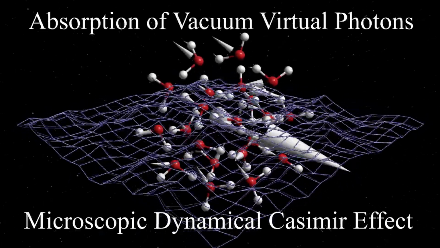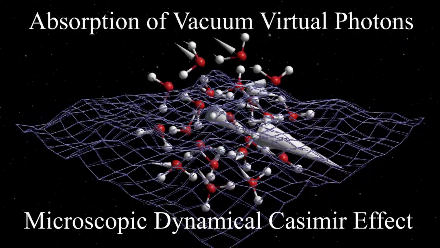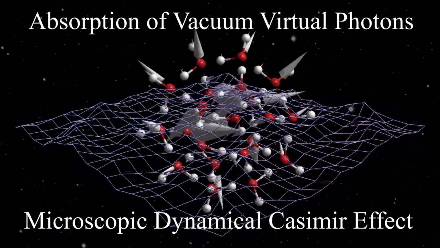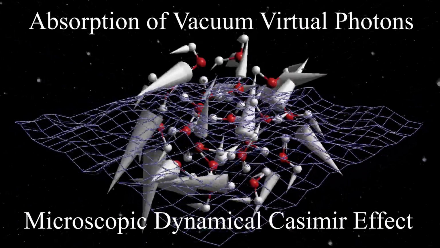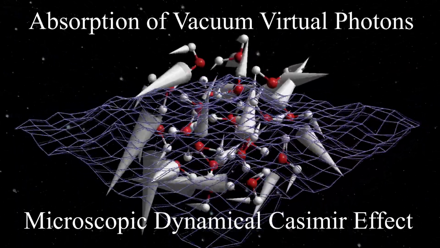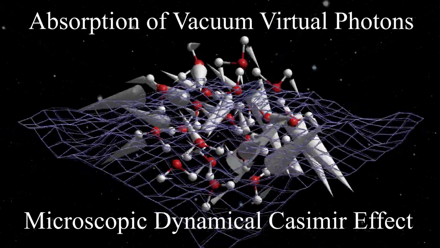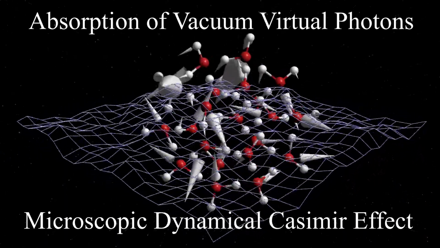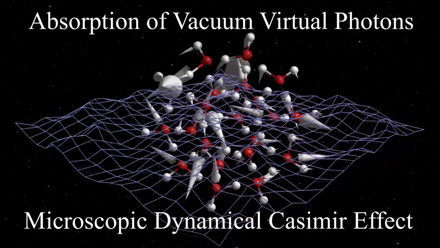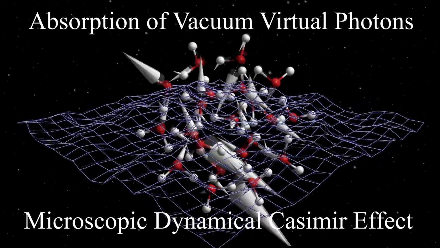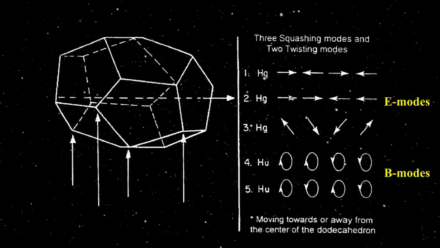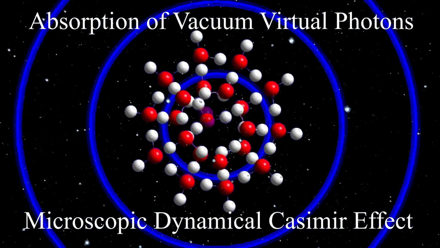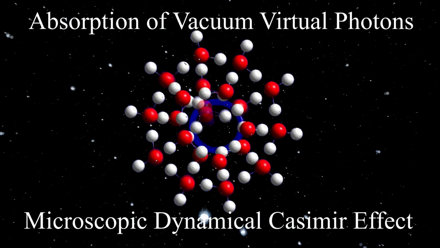To summarize visually, cosmic water nanoclusters can absorb vibrationally, by the microscopic dynamical Casimir effect, the unwanted high-frequency virtual photons of zero-point energy vacuum fluctuations. Only vacuum fluctuations below the water nanocluster cutoff vibrational frequency are gravitationally active. The water nanocluster E and B vibrations, induced by the capture of vacuum energy, is an unlimited source of energy.